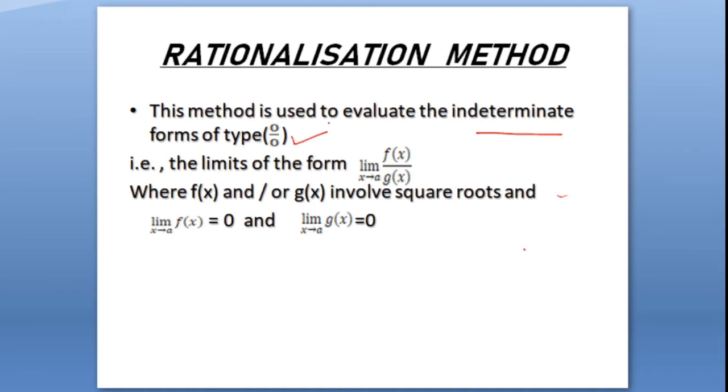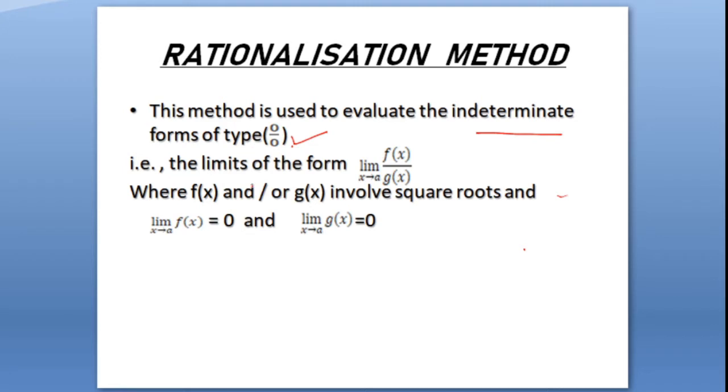In our previous class we have already discussed the direct substitution method. To calculate any limit, first we will check for direct substitution. If it is of indeterminate form, that means 0 by 0 form, then we cannot use the direct method. Then we need to use the rationalization method or the factorization method.